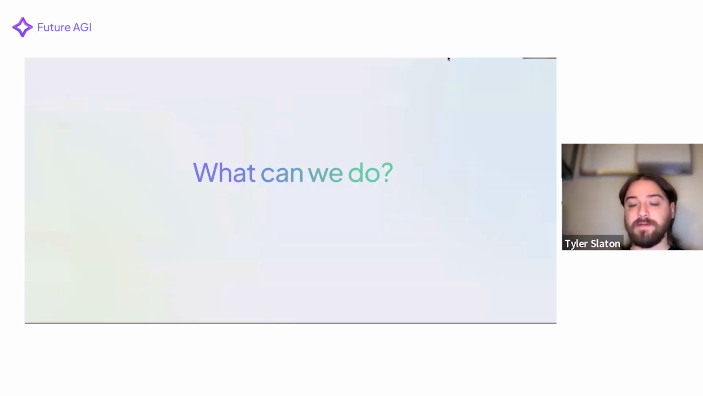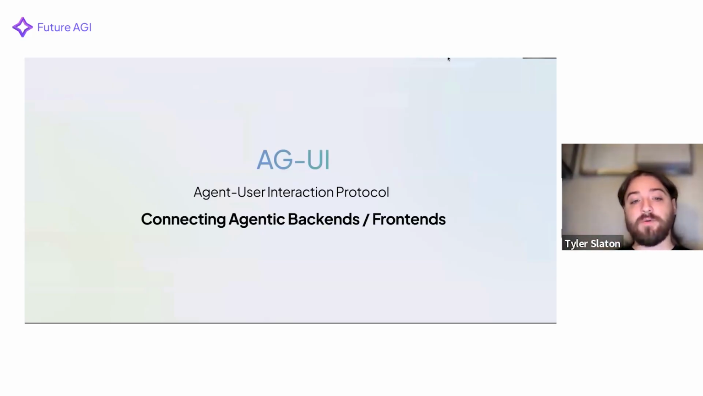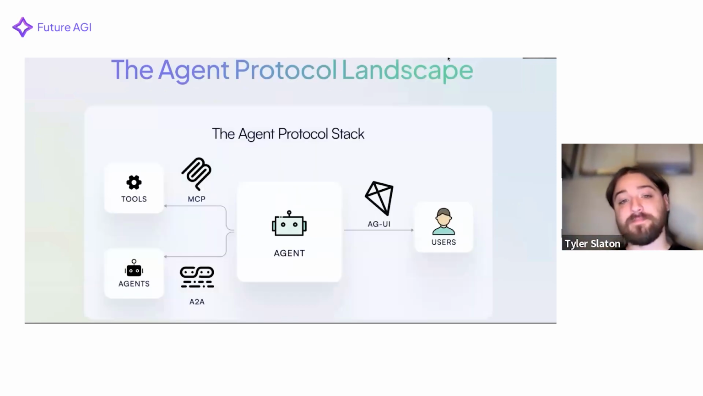So what can we do? Well, what we can do is we can use something like the AG-UI protocol, which is the Agent User Interaction Protocol. So it's for connecting agentic backends to agentic front ends. If we take one step back before we actually dive into what AG-UI is, let's look at the current protocol ecosystem. So we have MCP.